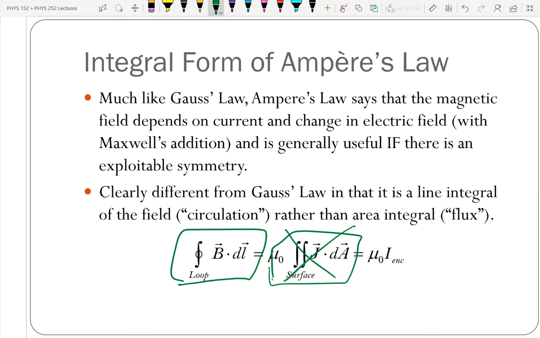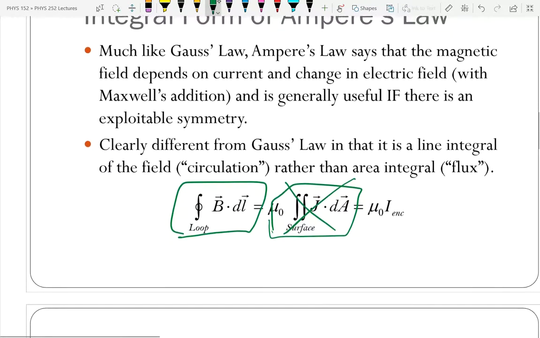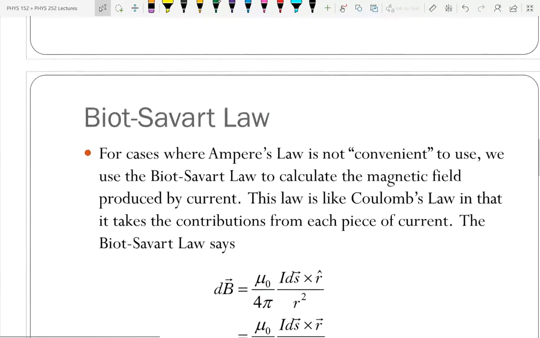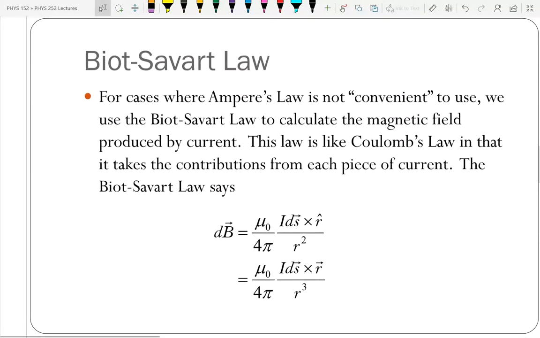How did we use this? We used this for an infinite straight wire. We used it for a solenoid. I think that's all we used it for, isn't it? We used those because they had nice, easy to do symmetries. What did we use if we didn't have a nice, easy to do symmetry? The Biot-Savart law. That's the one that we did more calculation with.